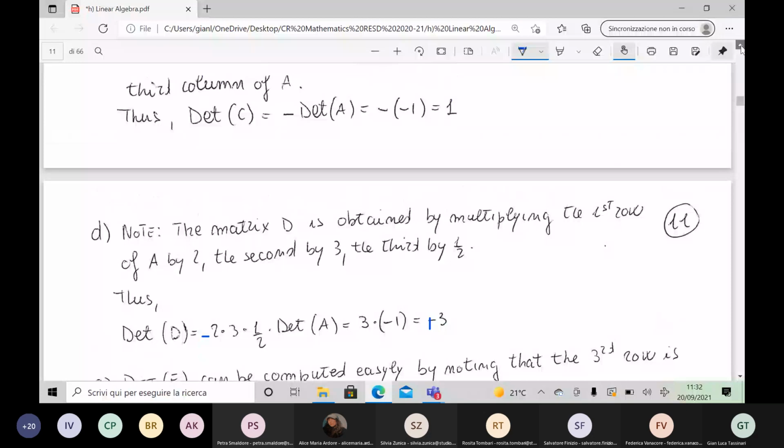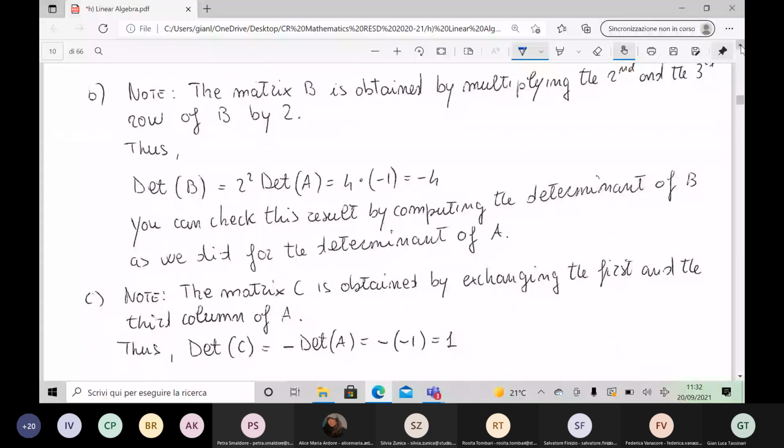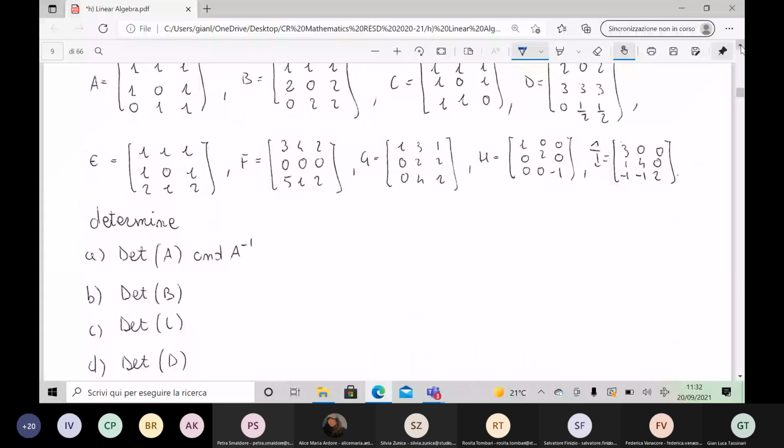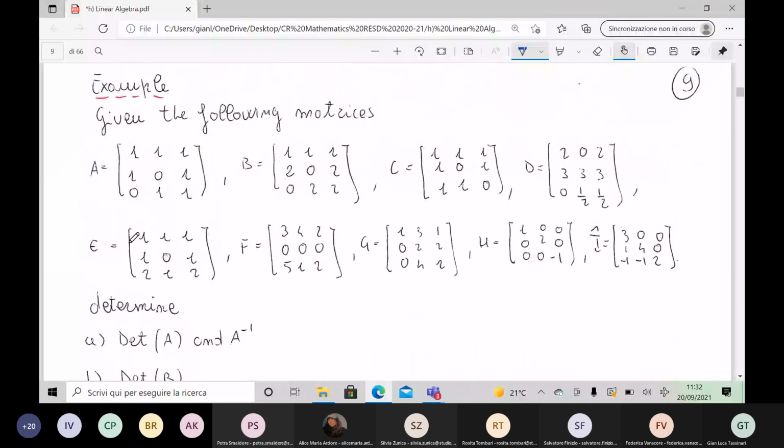Now we need to compute the determinant of the matrix E. You can compute the determinant of the matrix E again by applying the general definition if you want, and developing it along the row or the column you prefer. But since here I want to make some trick, look, compare it with, for example, matrix A. Yes, the first row is equal, the second row is equal, and look at the last one.